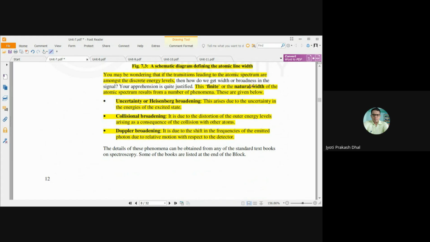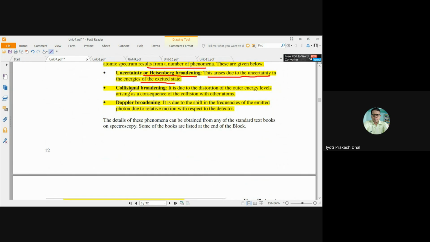So this finite and natural width of the atomic spectrum results from a number of phenomena. These are also given below: the uncertainty or Heisenberg broadening, which arises due to uncertainty in the energy of the excited state. Then collisional broadening. It is due to distortion of the outer energy levels arising as a consequence of the collision of other atoms. Then Doppler broadening.